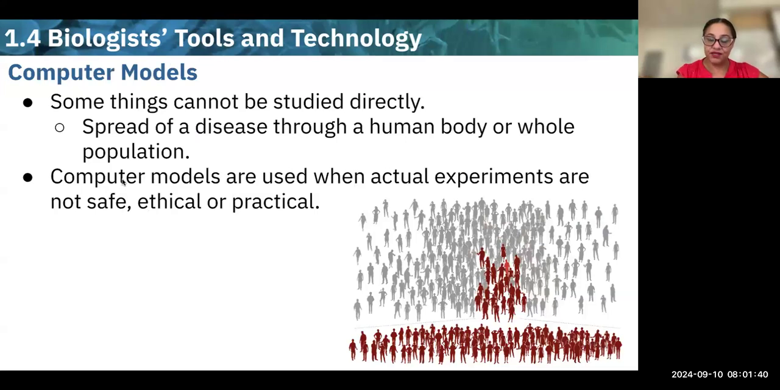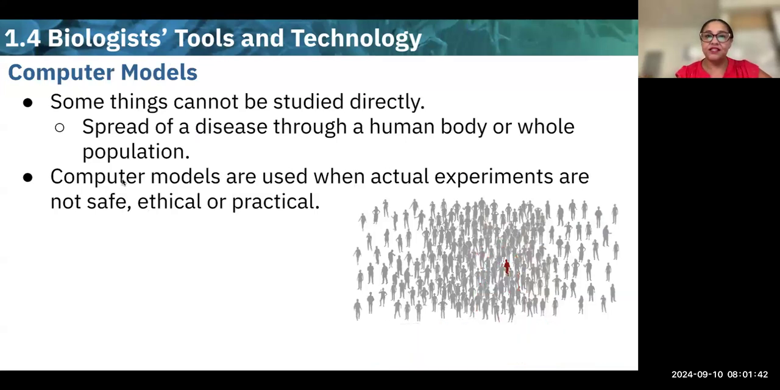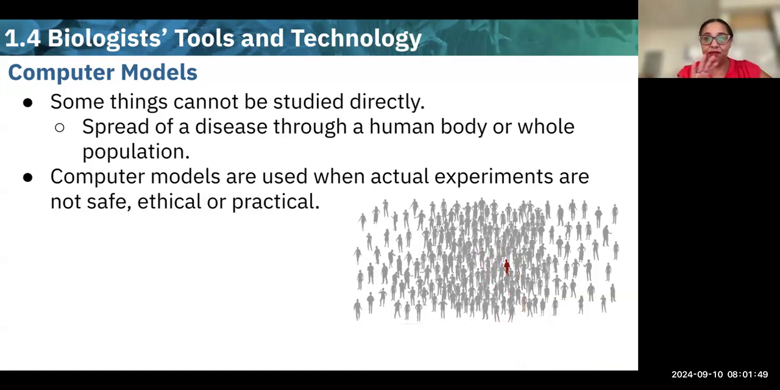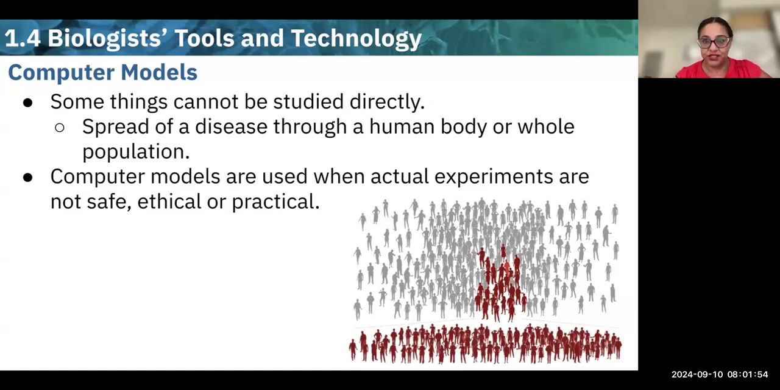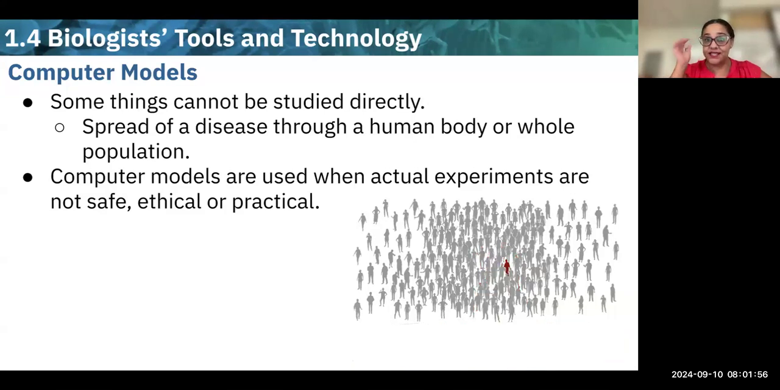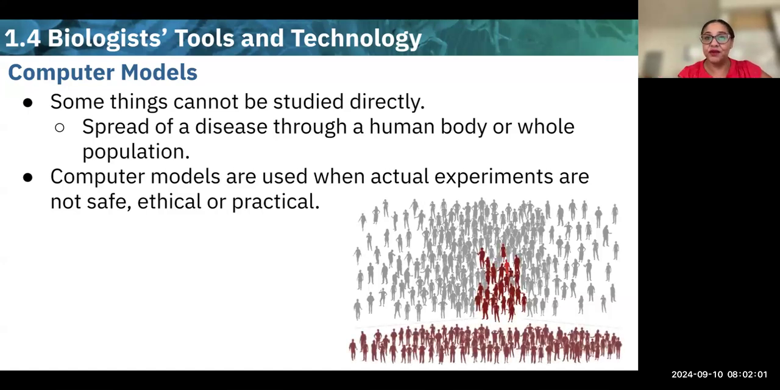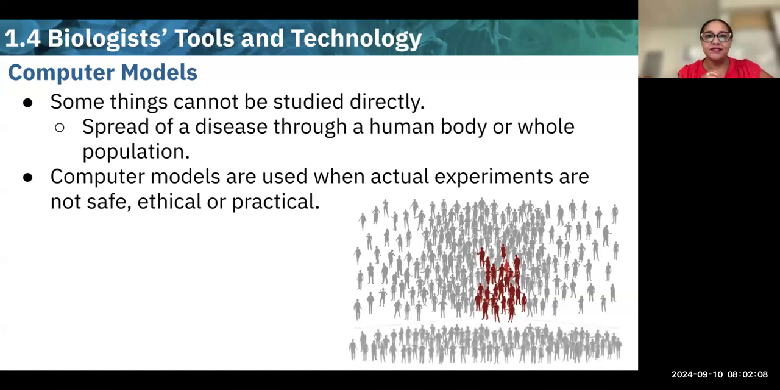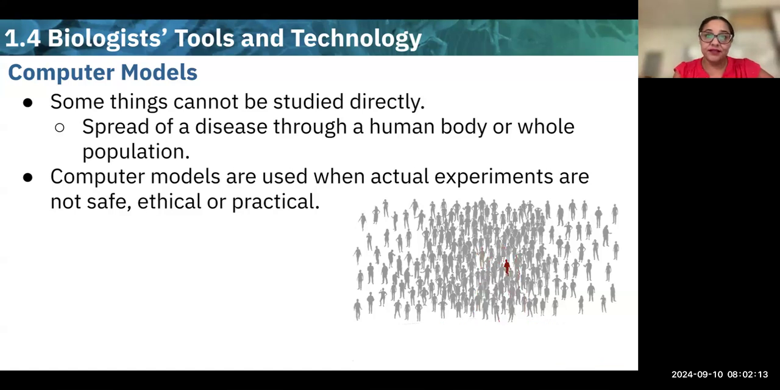And then computer models. Some things cannot be studied directly. The spread of disease through a population is what the GIF is simulating right there. Scientists cannot give a population a disease just to see how it would progress through that population. It is unethical. Scientists did that one time. It's called the Tuskegee syphilis experiment. They let syphilis run through a population of African-American people in, I believe, the South somewhere. And it wasn't good. They got in a lot of trouble for doing that.